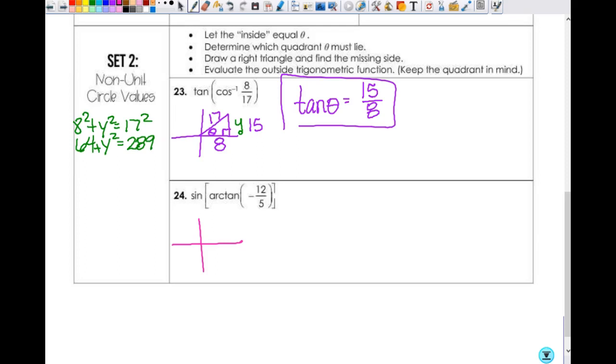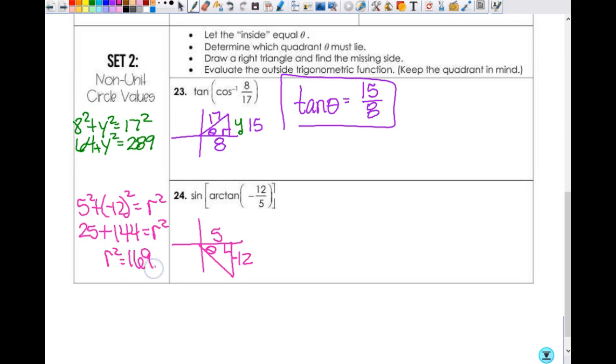So if tangent is negative, what quadrant am I in? 4th. Okay, so I'm in the 4th quadrant. Tangent is opposite over adjacent, so this is 12 over 5, and this one has to be negative because we're in the 4th quadrant. So Pythagorean theorem is going to give me 5 squared plus negative 12 squared equals r squared. So 25 plus, what's 12 squared? 144. What's 25 and 144? 169, so what's r? 13.